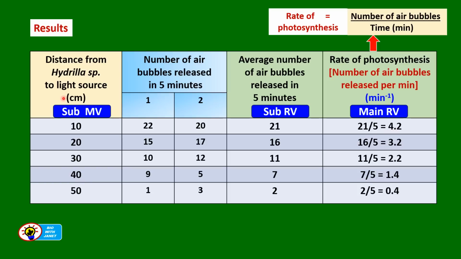Okay, let's look at our results. Distance from Hydrilla species to light source: 10, 20, 30, 40, 50. Number of air bubbles released in 5 minutes: there are 2 readings. And then you have the average number of air bubbles released in 5 minutes, so add the 2 values and divide by 2. After that, you calculate the rate of photosynthesis, which is the number of air bubbles released per unit time, or per minute.